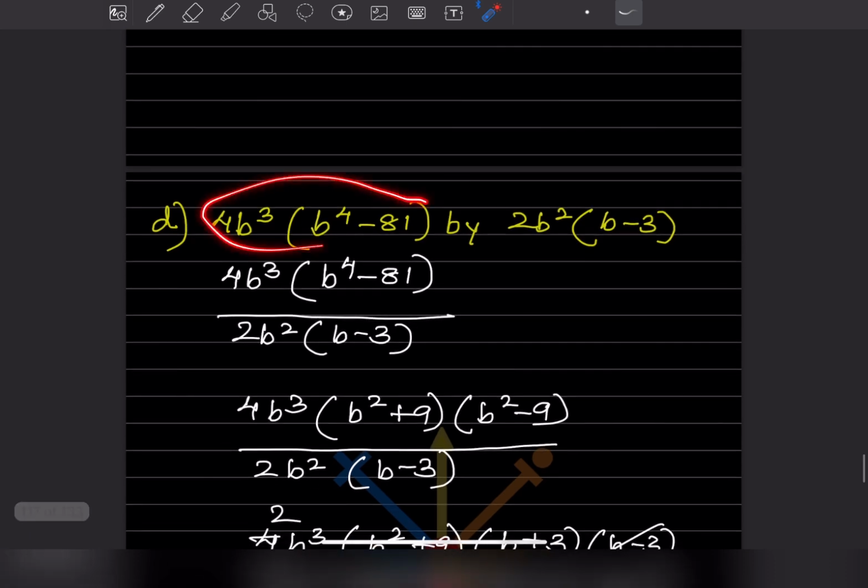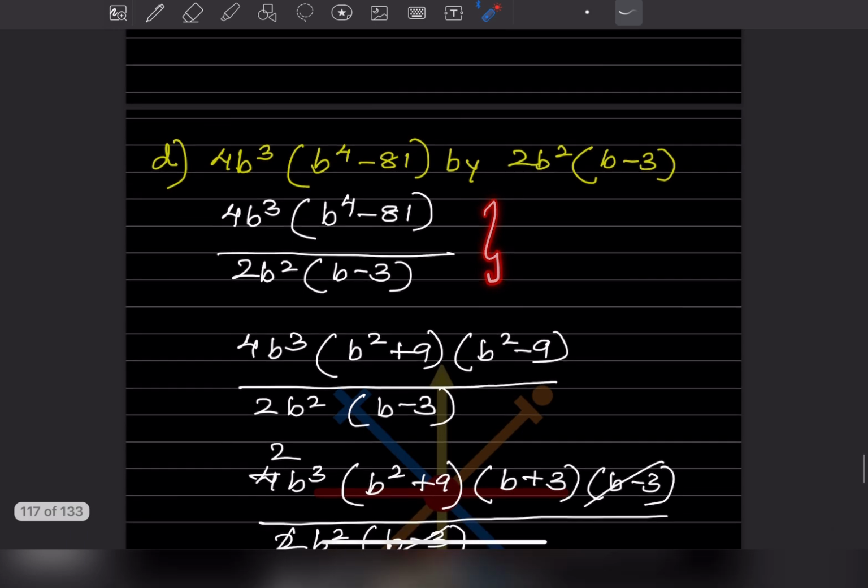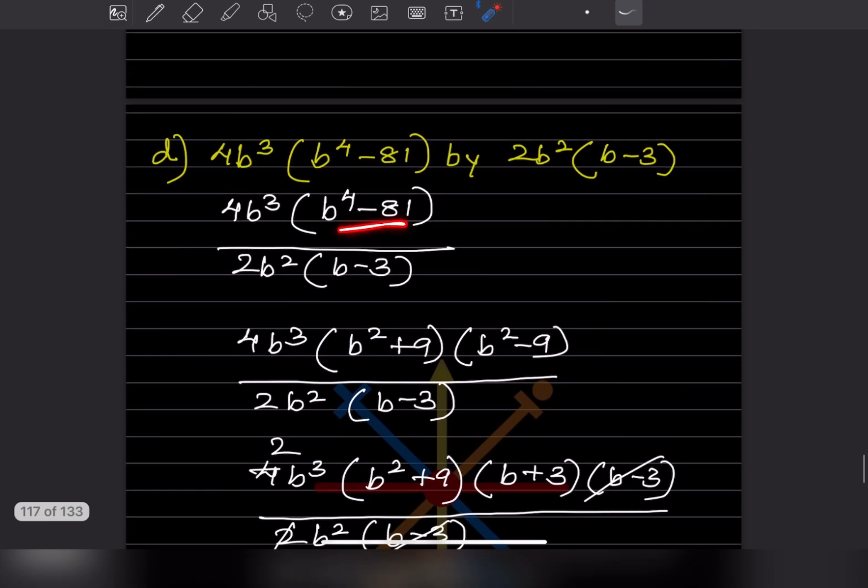Now again this is divided by this one. So this is what is written here. This is a perfect square, so we can take this as a squared minus b squared. That will be a plus b and a minus b. So a will be, a squared is b to the power 4, so a is going to be b squared.